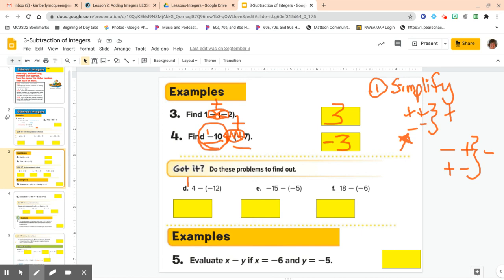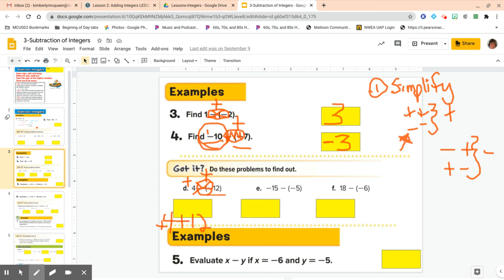Letter D. The 4 has no sign in front of him. So we assume that that's a positive. I go on to these two right here, and I see there are 2 signs right next to each other. I need to simplify those. That minus minus becomes 1 plus sign. So if I were to rewrite that, it might look like a positive 4 plus 12.